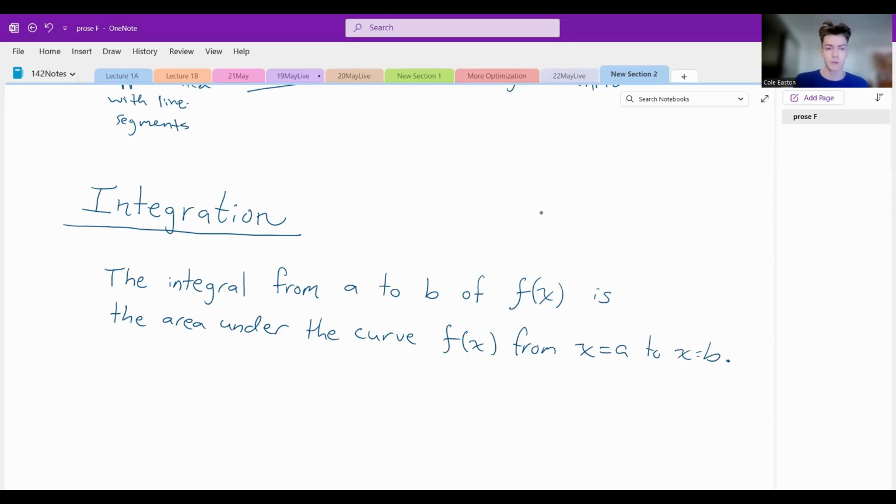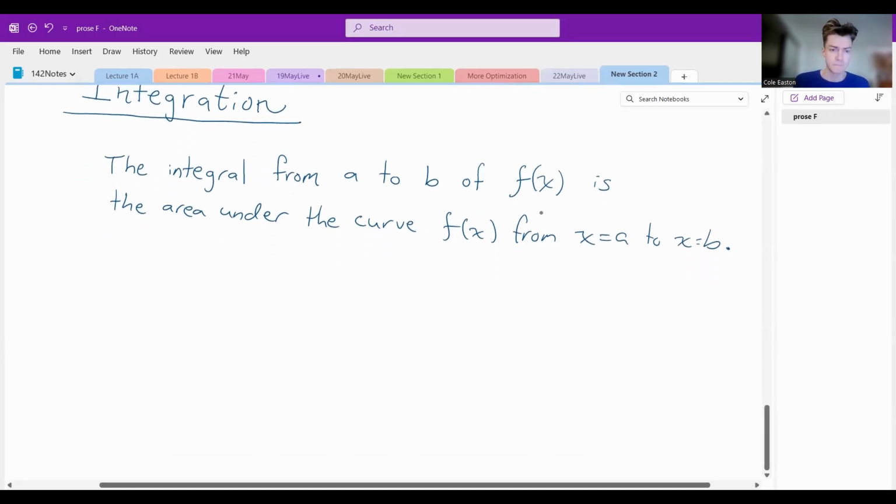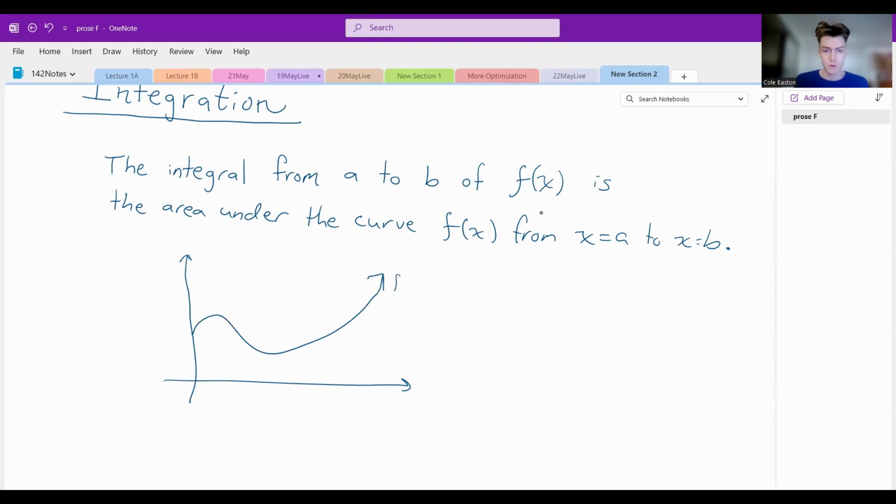And we could try to draw a little picture of this. We'll call this curve f of x, and we'll mark some points a and b on our axis. And then we're saying that this area here is the integral from a to b of f of x.